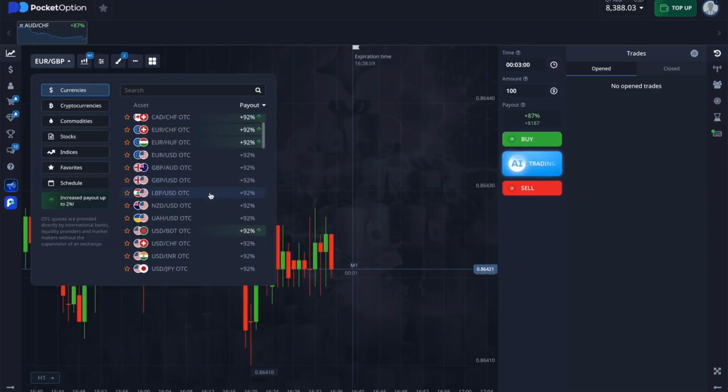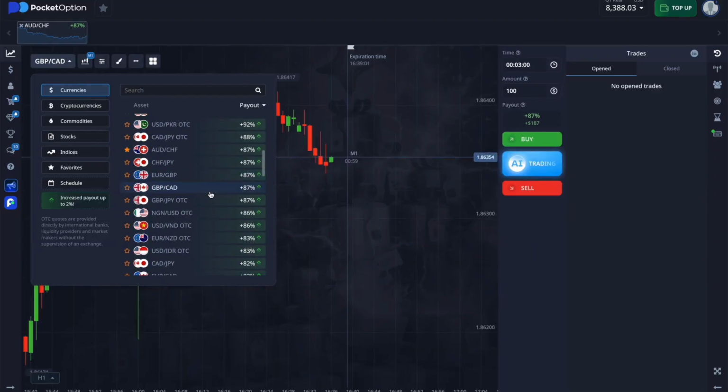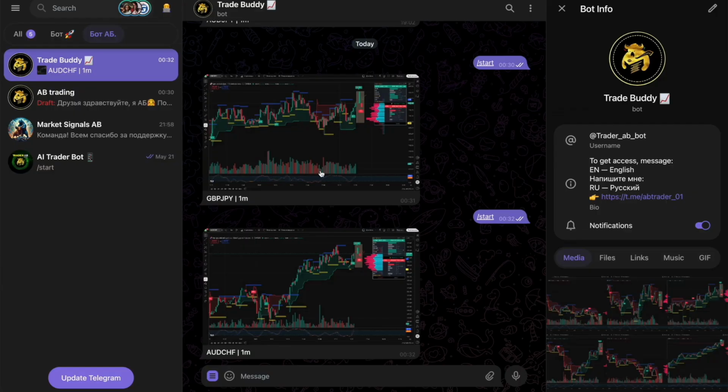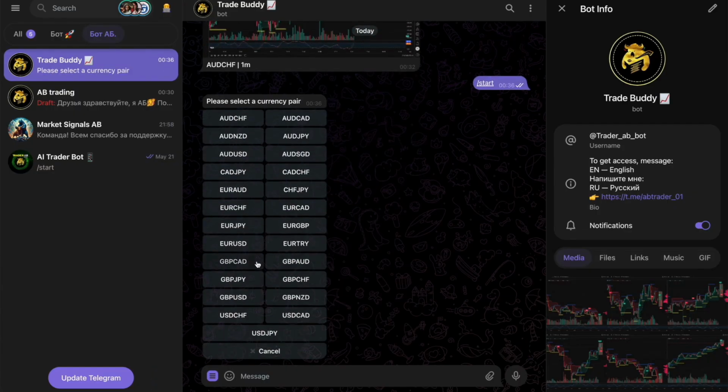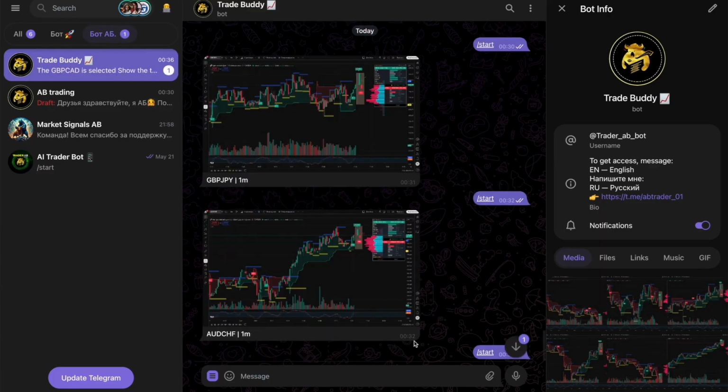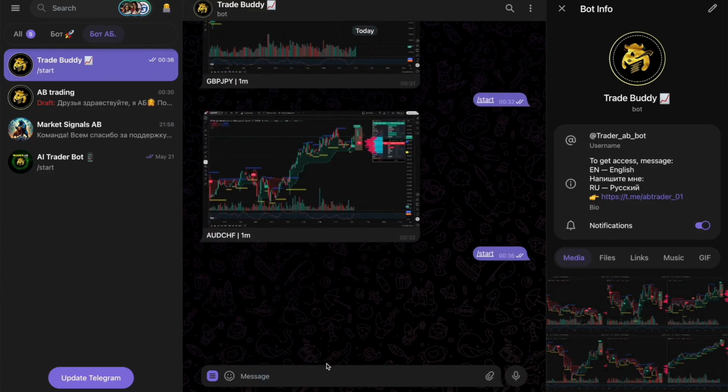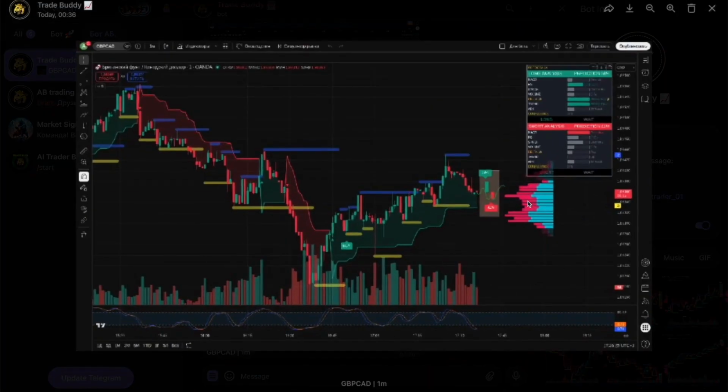Up and down. I try not to consider such currency pairs. British pound, Canadian dollar. Let's click on Start and select a currency pair. British pound, Canadian dollar. And we're interested in the M1 time frame. We wait. We get a forecast.